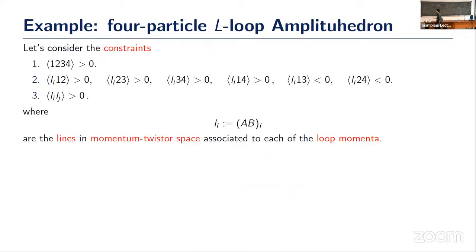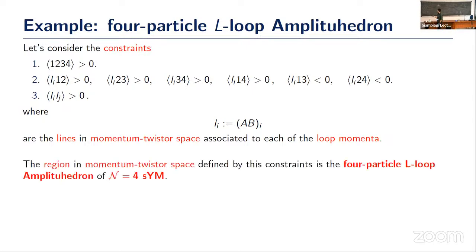So having introduced momentum twistors, let's consider the region in momentum twistor space that is defined by these constraints. In particular, let's pay attention to this first constraint, which is a positivity relation between the lines in momentum twistor space that are associated to loop momenta, because lines in momentum twistor space are points in dual coordinate space and vice versa. If we consider this region in momentum twistor space, we get what is called the four-particle L-loop amplituhedron of N=4 super amplitudes.